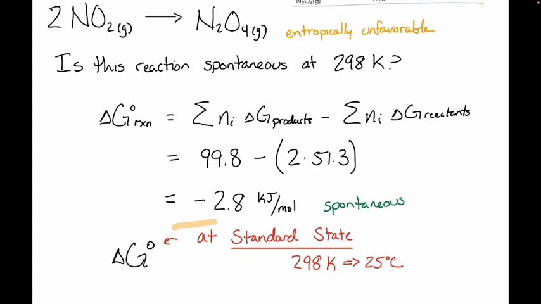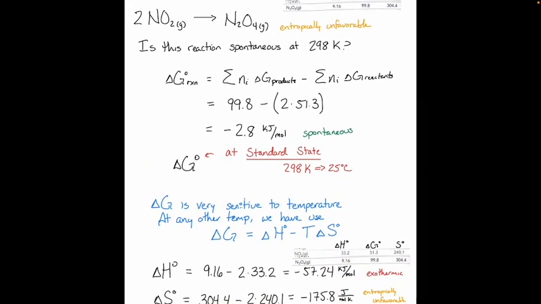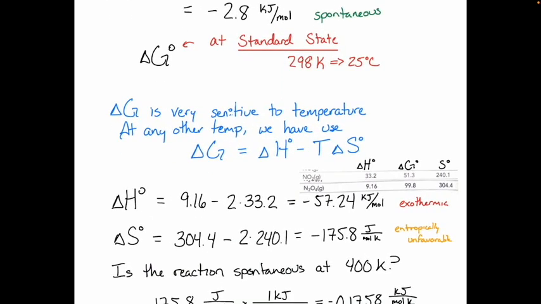And again, we found this reaction was spontaneous. But then we said, all right, well, what happens if we increase the temperature? Delta G is very sensitive to temperature. So instead, we have to use this equation here, right? Where we tabulate the delta H's and the delta S's and use that to calculate delta G, right? So that's what we have to do if we're at any other temperature outside of standard state, okay?